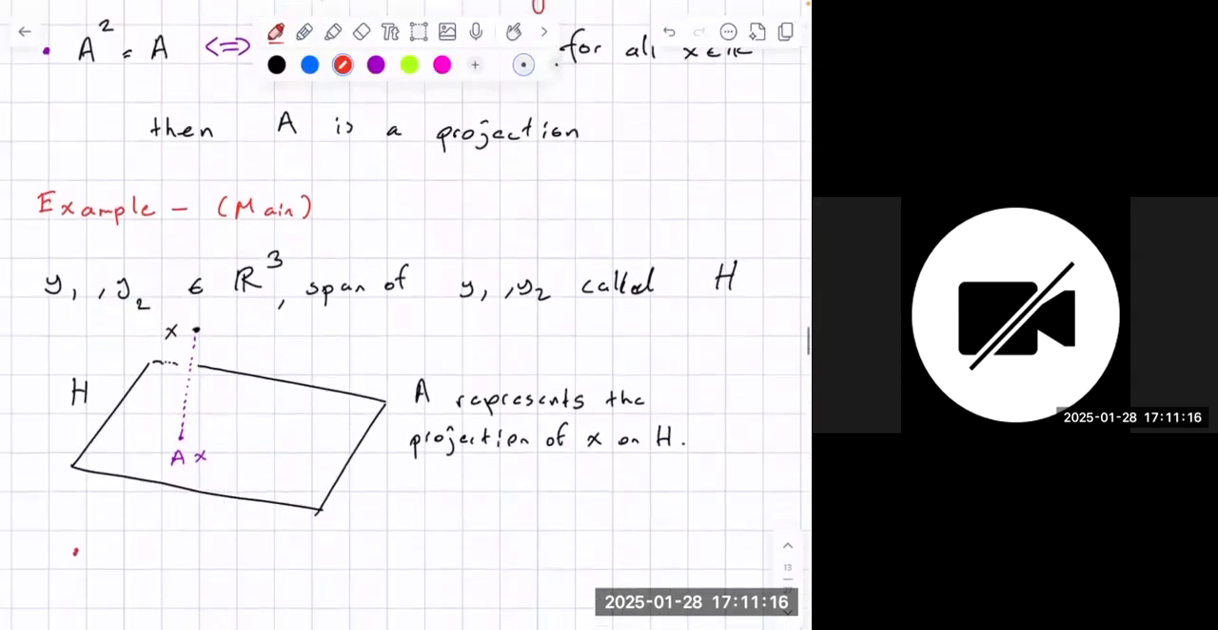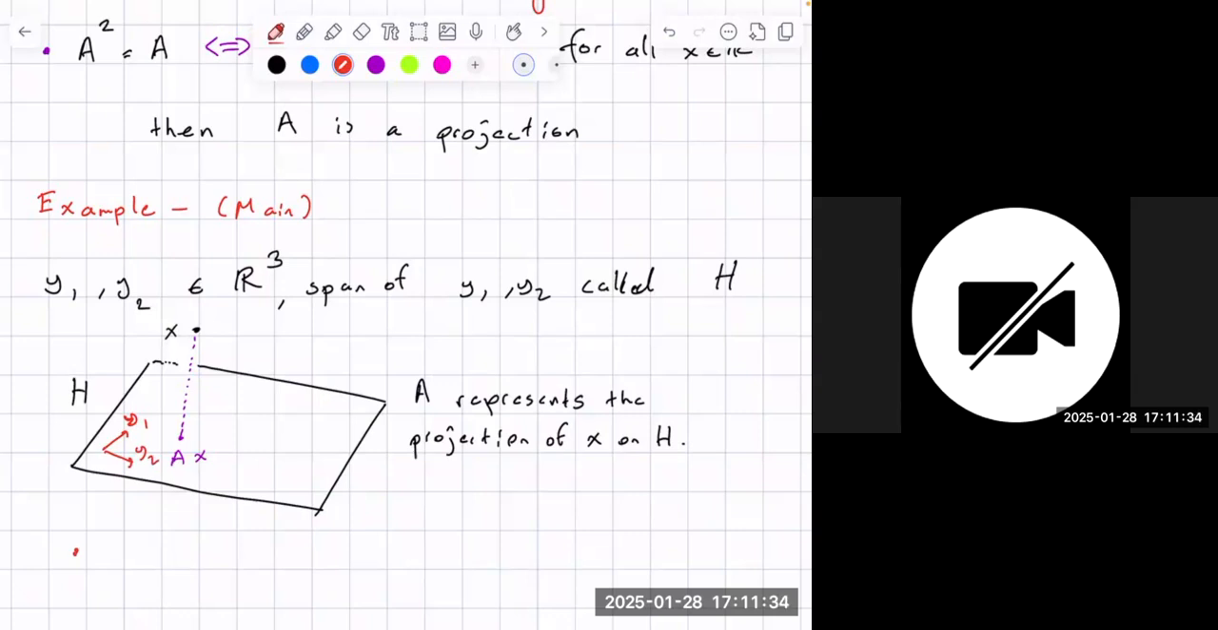And now here's a standard example of a projection. Let's say I got two vectors in 3D, y1 and y2, and I look at their span. Let me try to draw. Let's say y1 and y2 are here, okay? Imagine them like this.